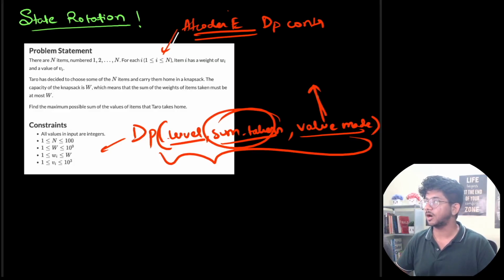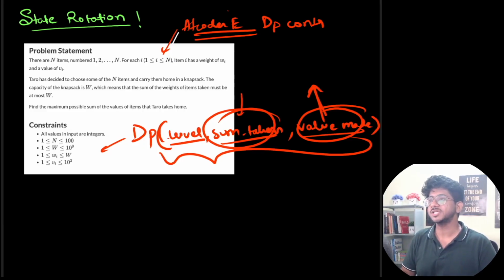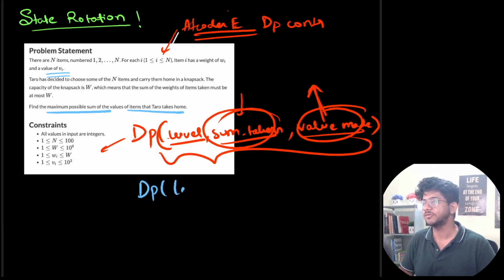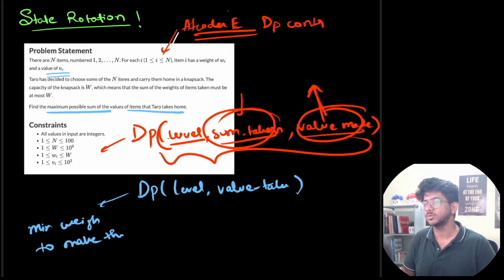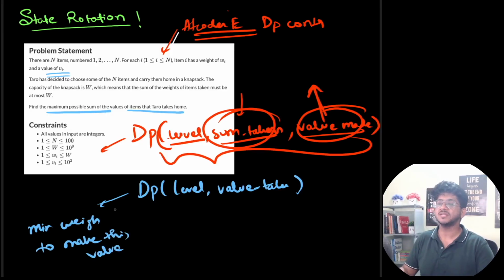So what we were doing was we were returning the optimal value that we can make and we were saving the sum taken. Sometimes what happens is that even if the question is asked as what is the maximum possible sum of the values, value maximum, even in that case we can keep track of this DP of level and what is the current value taken as of now. And in this case we can return the minimum weight to make this value. What is the minimum weight in which you can make this value?